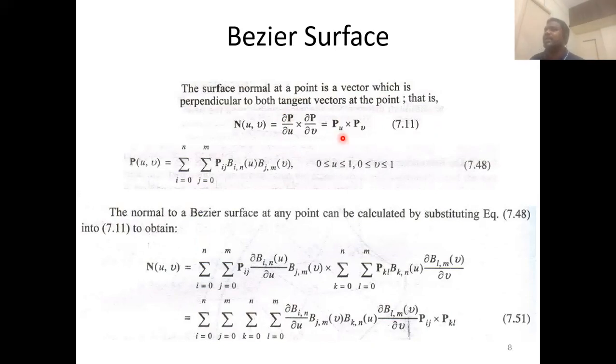When you are moving along U, the variation of tangent is what we call P_U, that is, ∂P/∂U. ∂P/∂V is P_V. The cross product of these two will give you the normal vector. So these are all the characteristics which will define the shape of a surface. That is why we are looking into all such expressions. And we know that the Bezier surface is given by this expression.